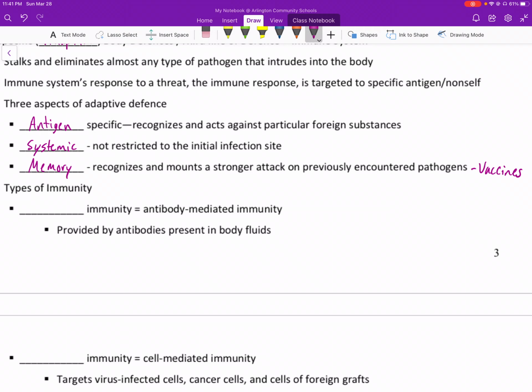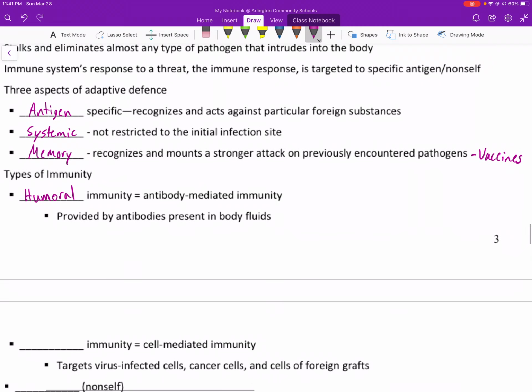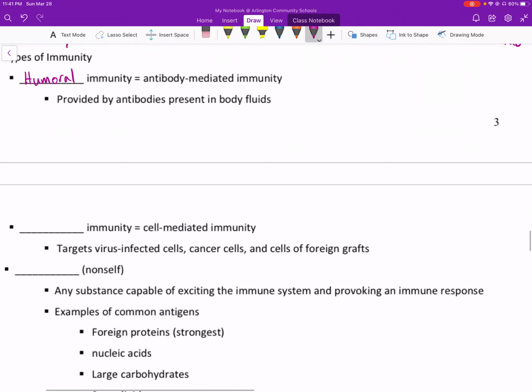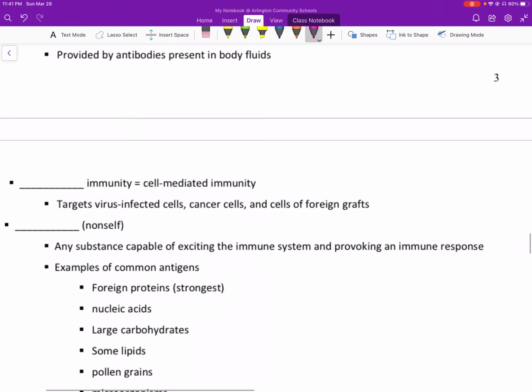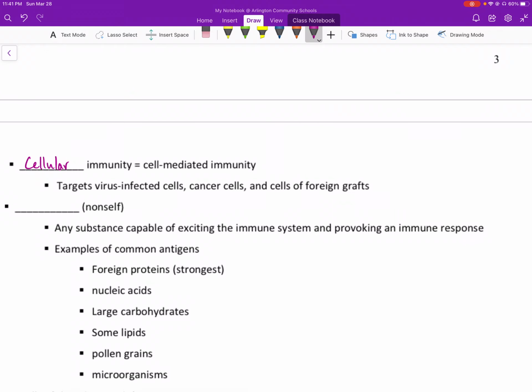So now we have types of immunity. We have humoral immunity, which is antibody-mediated immunity. Antibodies are present in body fluids. We have cellular immunity, which is cell-mediated immunity. This targets virus-infected cells and cancer cells.